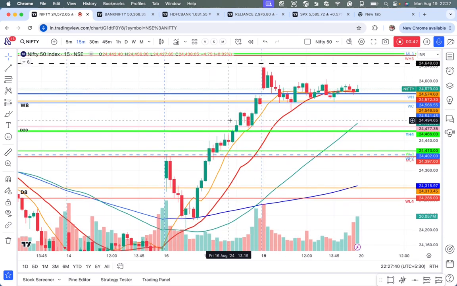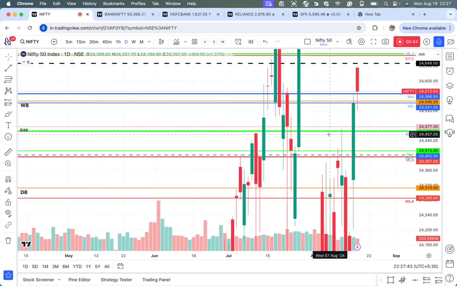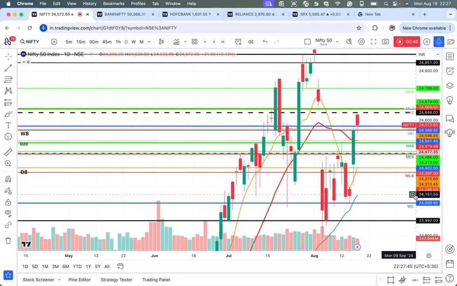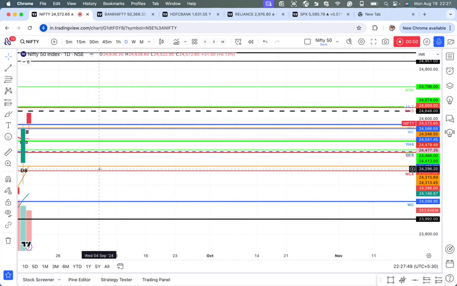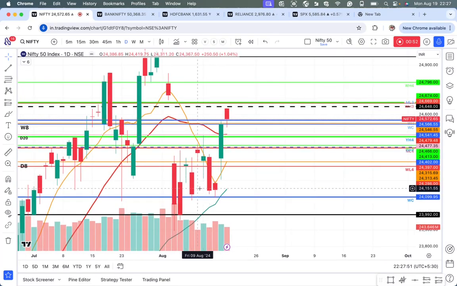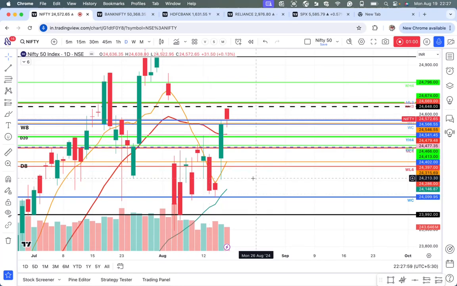So before we get into anything, let's try to understand what happened to the Nifty in the last week. Last week, Nifty started with almost bears in control, and we could very clearly identify that 24,300 was a very strong support for Nifty.